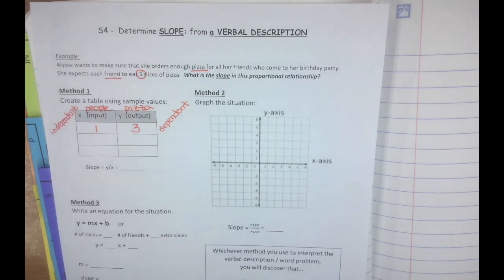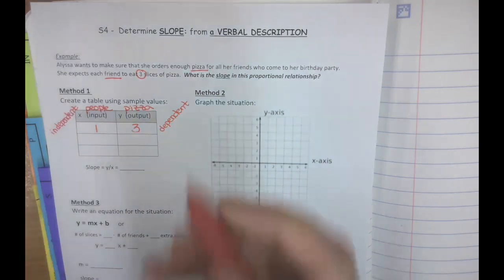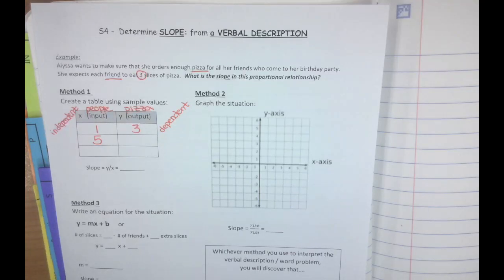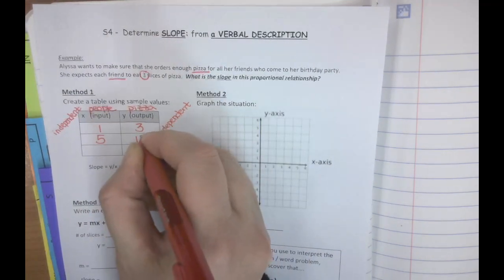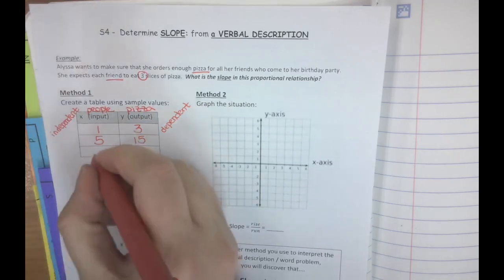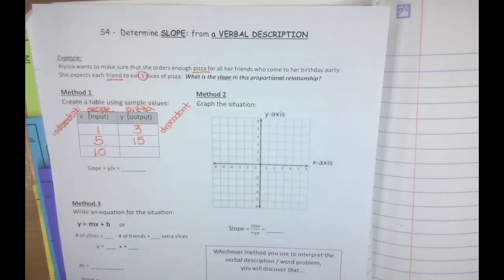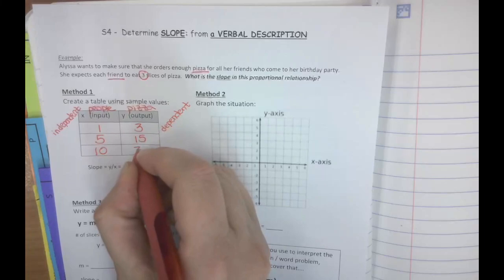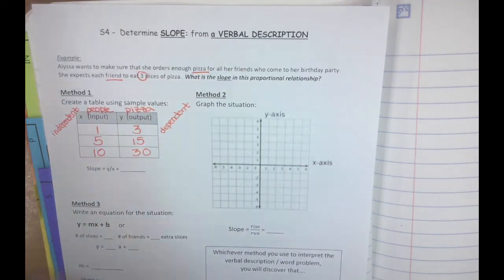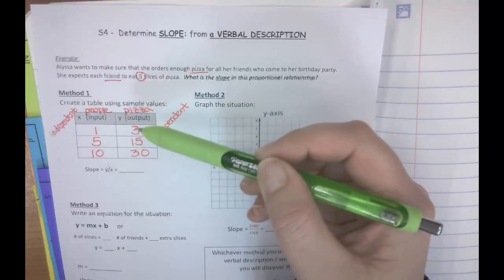Let's say things were a little bit better and she could have 5 of her close friends come to her party. Well, how many slices of pizza would she need? 5 friends, 3 slices for each person? She would need 15 slices of pizza. And if it was a great turnout, 10 people were able to show up, she would need to have 30 slices of pizza.